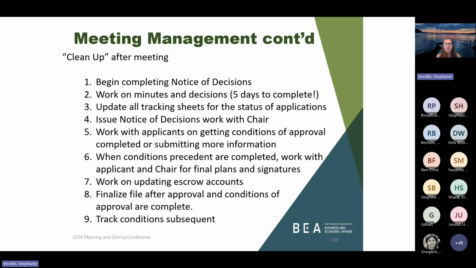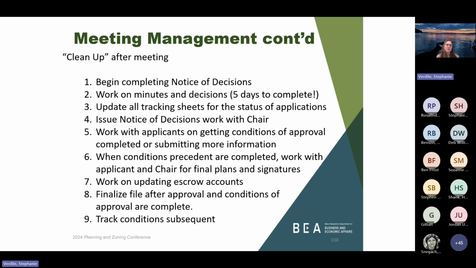That way people can quickly figure out what's going on with an application if you're not there. It's especially helpful for part-time staff, or if a secretary from the planning board is the one who's keeping the board organized. That they understand from looking at the tracking sheets what the status of the application is.